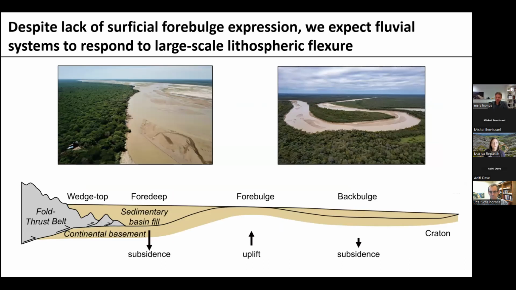All right, so we showed what the modeled lithospheric flexure looks like, but when you're in this setting in the field, there is no superficial expression. And that's because the Andean foreland basin, at least in this region, is an overfilled basin. So it is draped by sediment. And so these photos really illustrate how flat this landscape is. But despite this lack of superficial expression, we wanted to see whether the fluvial systems actually respond to these large-scale, long wavelength lithospheric flexure features. Next slide.